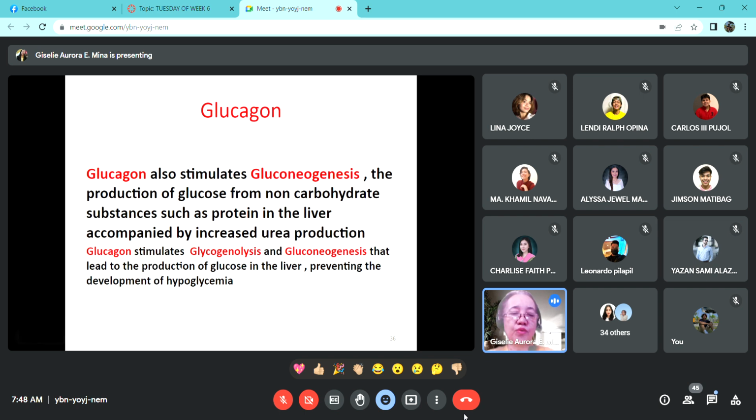So glucagon stimulates glycogenolysis, the breaking down of glycogen, and gluconeogenesis, the production of glucose from non-carbohydrate substances, preventing the development of hypoglycemia. Take note that prolonged hypoglycemia could lead to death. Okay?